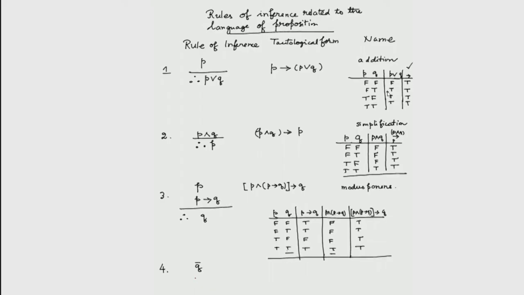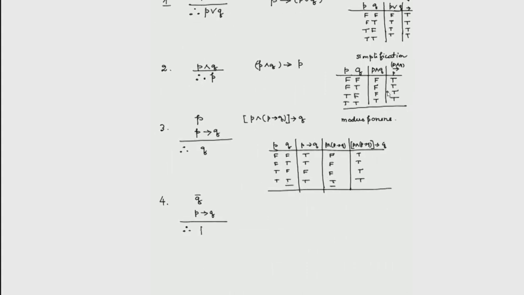Negation of Q, P implies Q, therefore negation of P. This is written in the tautological form as negation of Q and P implies Q implies negation of P. This is called modus tollens.